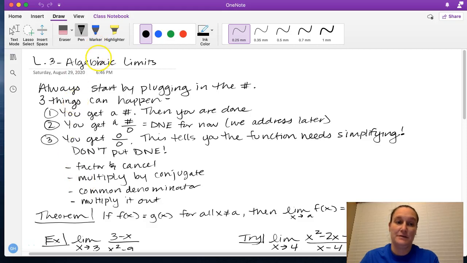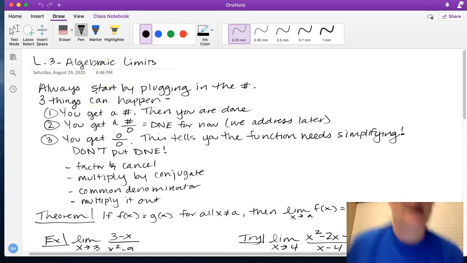All right, L.3 is about algebraic limits. So how do you find limits algebraically? We've done it numerically in the table. We've found limits graphically from a graph, obviously. So how do you find limits algebraically?